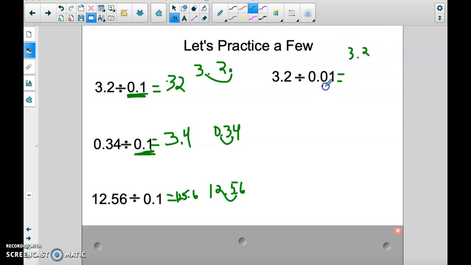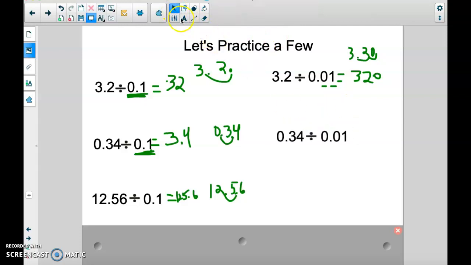So now I'm dividing by 100th, right? So there's 2 place values, so I've got to move up twice. So that would be 320. And if I have 0.34 divided by 0 and 100th, go ahead and solve it. When you're ready, come back. Again, moving up 2 place values here because it's 100th. So it would be 34.